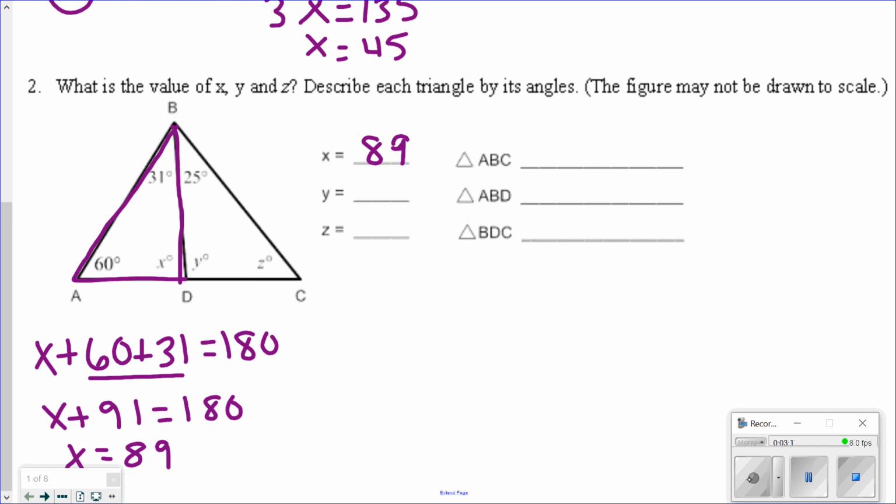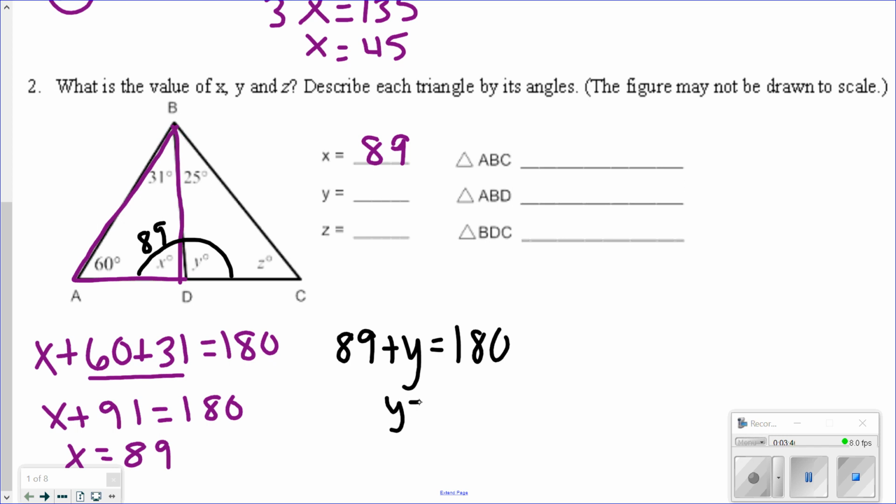Once I solve for x, I can now solve for angle y. So I know that these two angles are a linear pair. So since x is 89, I can solve for y because x plus y has to equal 180 degrees. So x we know is 89 degrees plus y is equal to 180. Subtract 89 from each side. We end up getting that y is equal to 91, and I'll write that up here, 91, and I'll also write it here, 91.